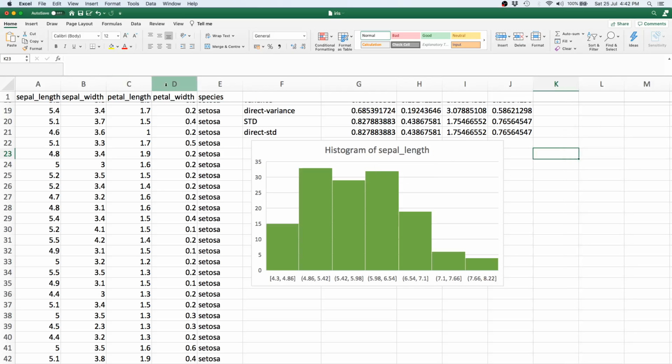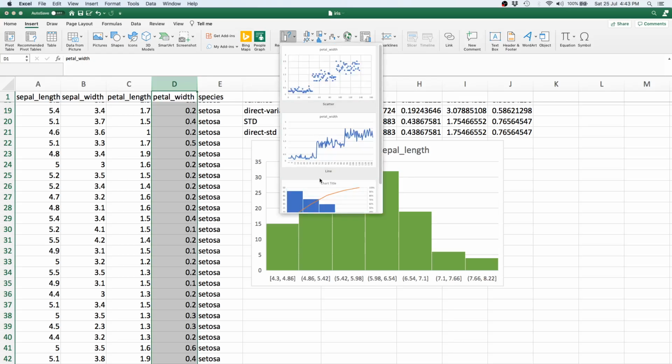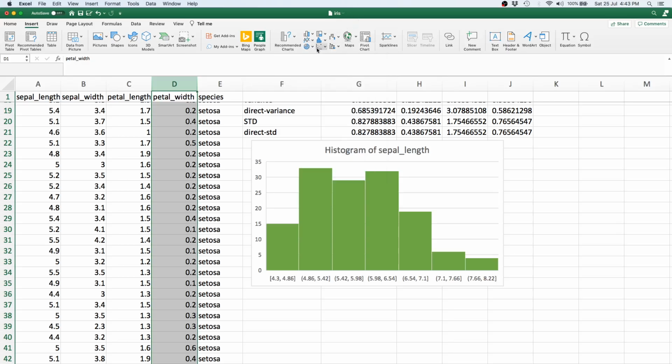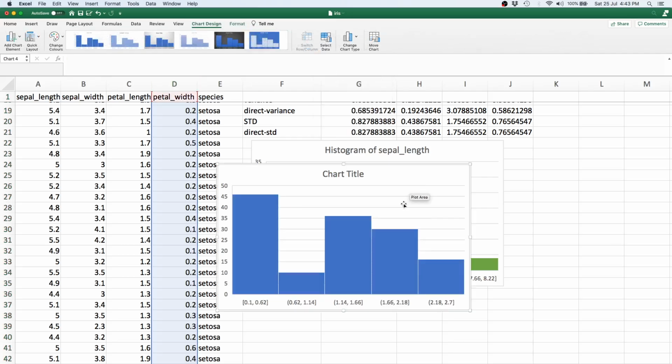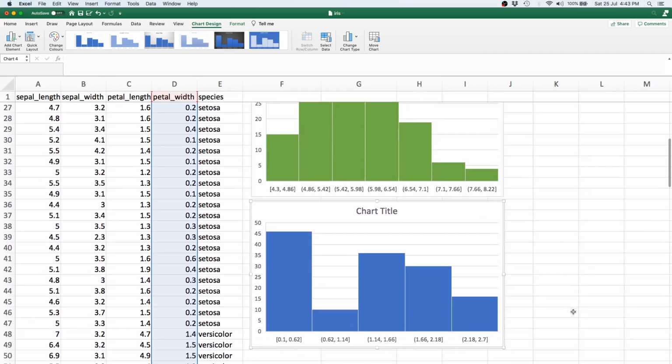If I want to do it for another column, again I do the same thing. I select the column, I go to the Insert tab, I look at the recommended charts, and if the histogram doesn't show up in the recommended charts, I simply go to the button which corresponds to the statistical charts, which is this one, and I click there and I see that there is an option here for a histogram, and that essentially gives me my histogram for the petal width column as well.